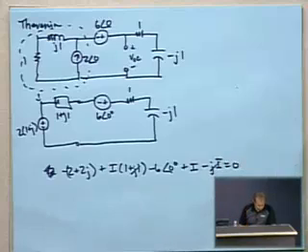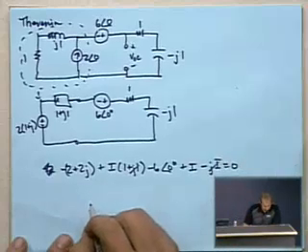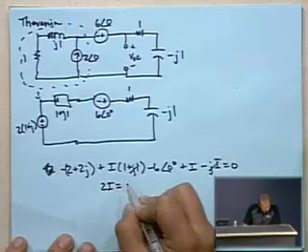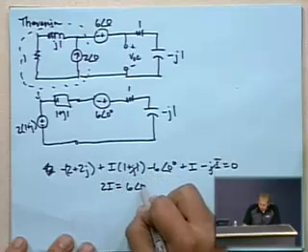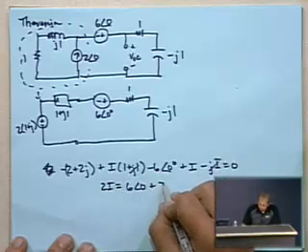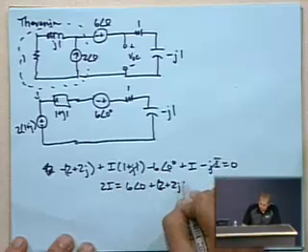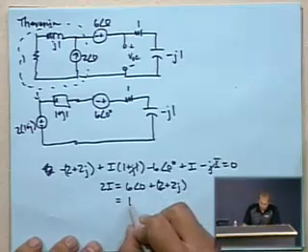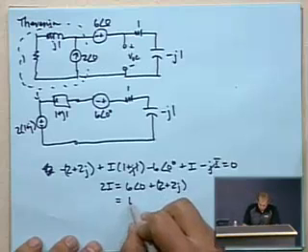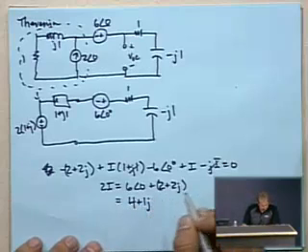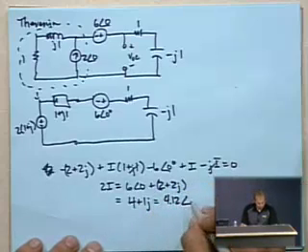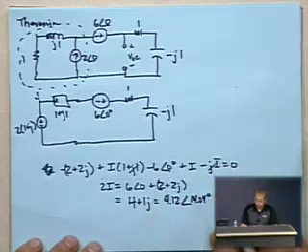And when all is said and simplified out, you've got that 2 times I equals 6 at an angle of 0 from this source plus 2 plus 2J from the other source. And simplifying that out, you get that the current running around there is 4 plus 1J, or 4.12 at an angle of 14.04 degrees.